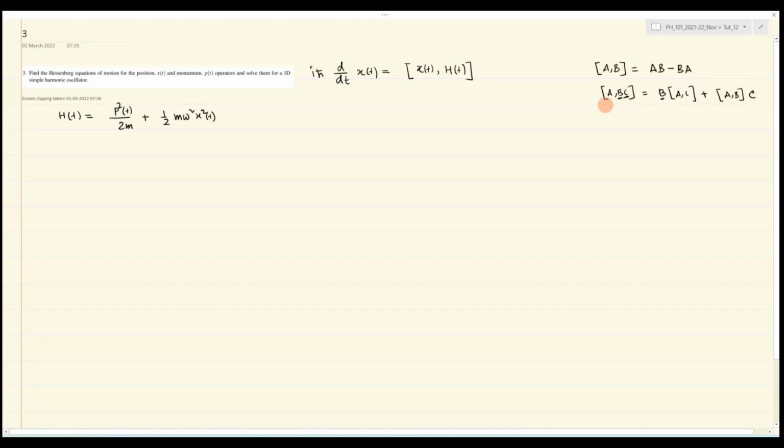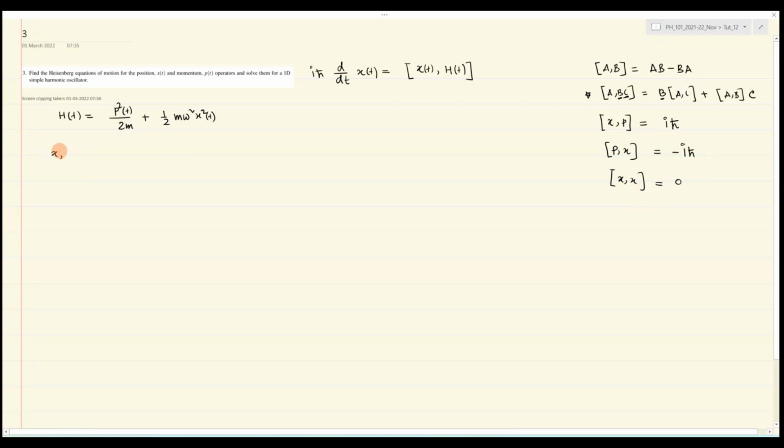Okay. So we will be using this formula, and also we will be using the commutator of x comma p. What is the commutator of x comma p? i h cross. And what is the commutator of p comma x? Minus i h cross. Correct. So we will be using that. By the way, what is x comma x? 0. In the same way p comma p will be 0. Okay, good.